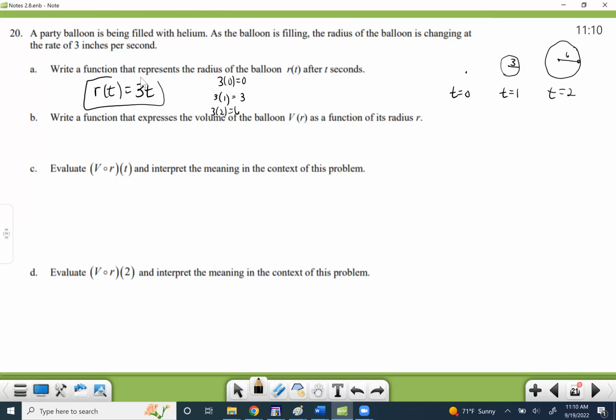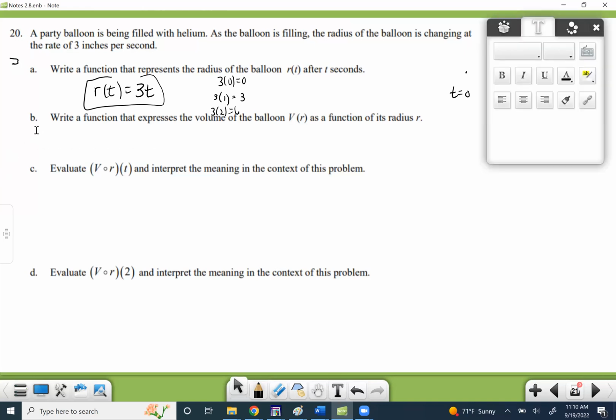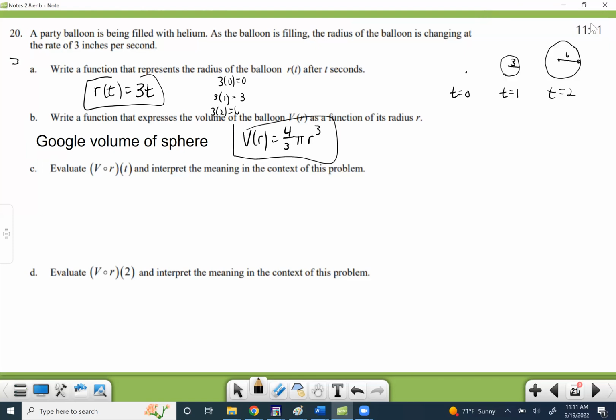Write a function that expresses the volume of the balloon as a function of its radius r. So you would just have to Google this. You'd have to Google the volume of a sphere because that's what this balloon is shaped as. If you don't have it memorized, Google volume of sphere. And it turns out that the volume of a sphere is 4/3 pi r cubed. Just Google that. Done.